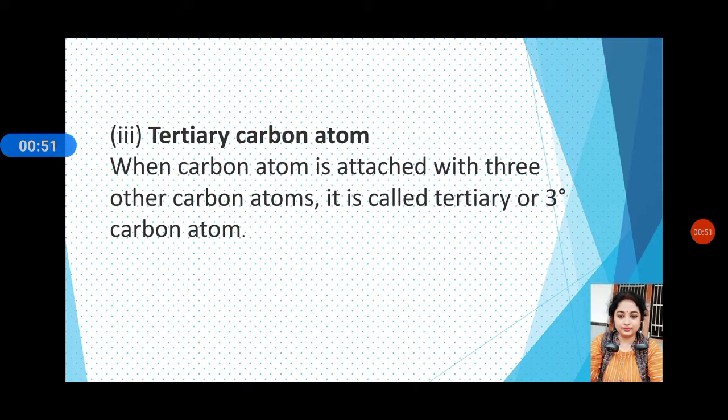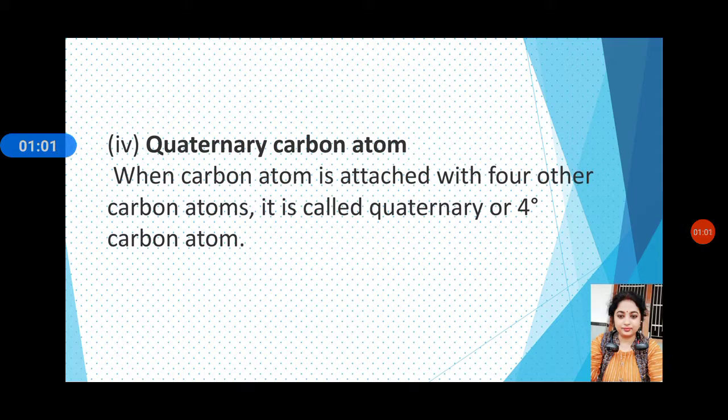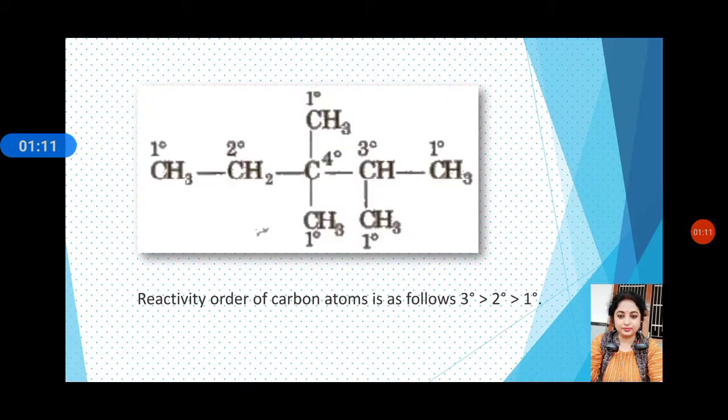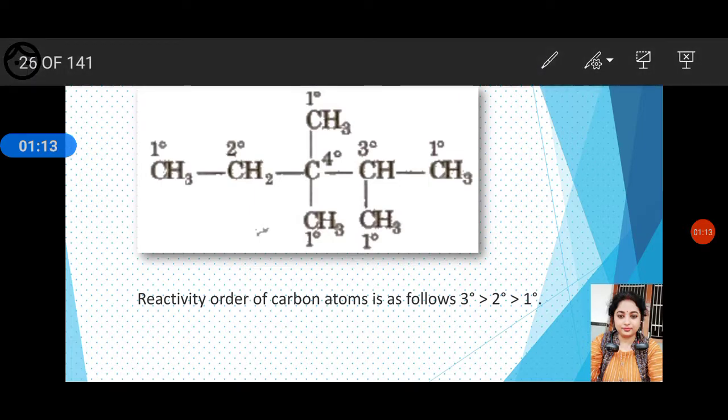Tertiary carbon atom. When a carbon atom is attached with three other carbon atoms, it is called tertiary and it is denoted as 3 degree carbon atom. Quaternary carbon atom. When a carbon atom is attached with four other carbon atoms, it is called quaternary or 4 degree carbon atom. Whatever I have said, I hope you have not understood.